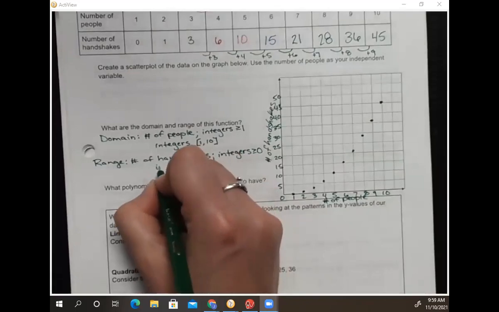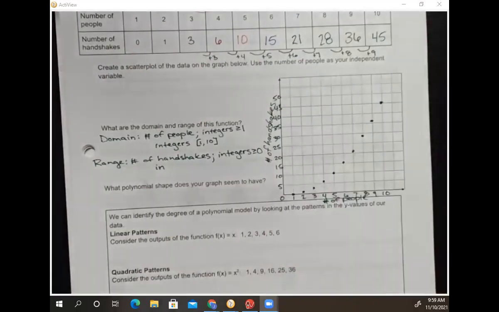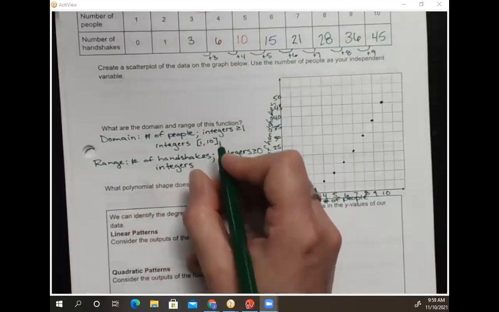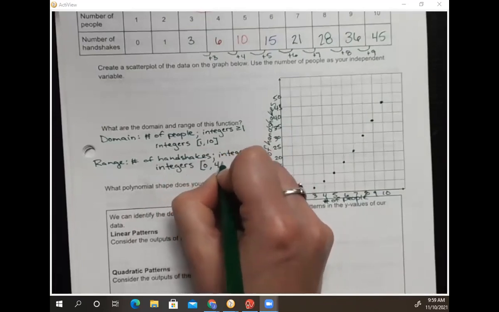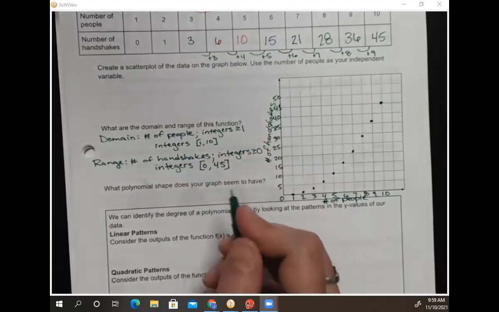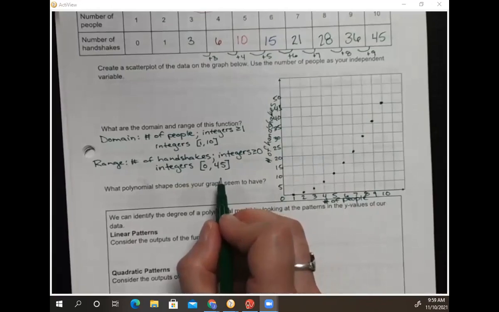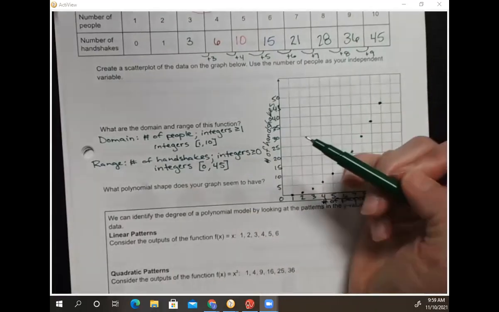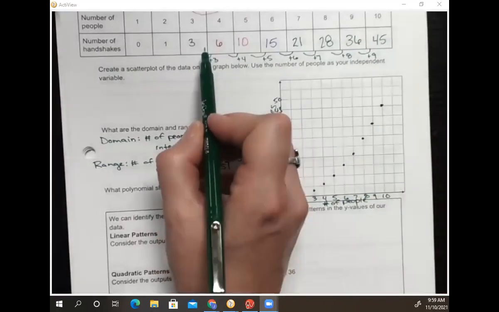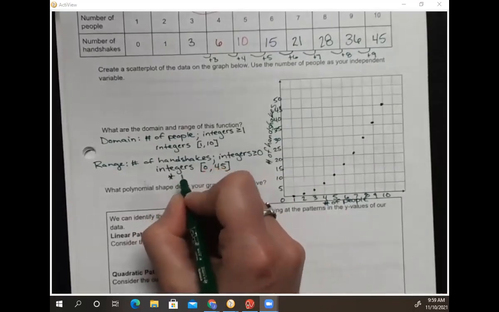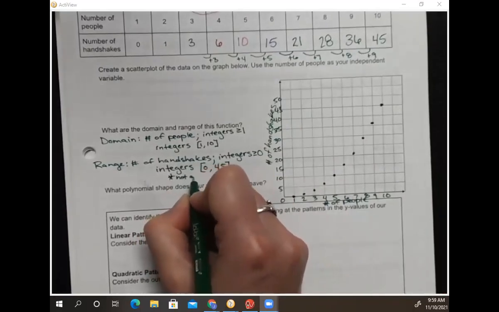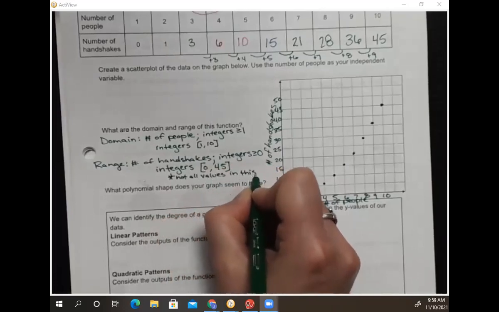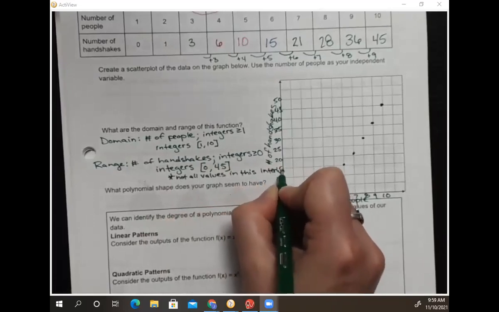For this data set, for this little experiment that we did, we're looking at integers from 0 to 45. But will I have all of the integers between 0 and 45? No, right? We don't have 30 handshakes. We don't have 42 handshakes. We don't have 5 handshakes. So not all of the values in this range, in this interval, we'll say.